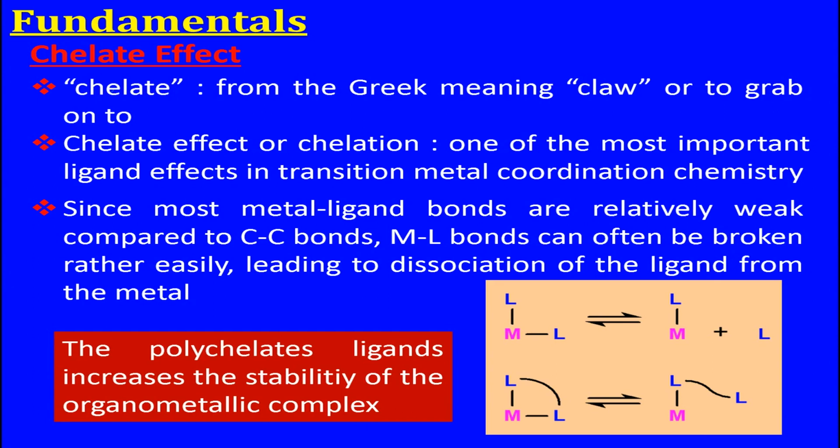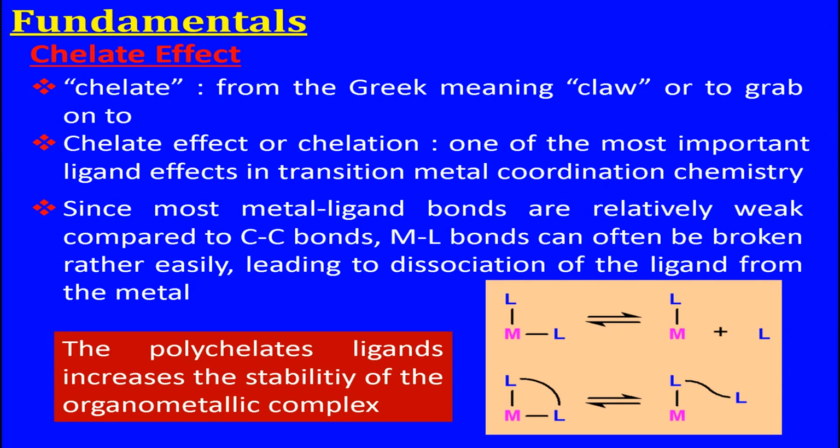When you have a diphosphine ligand bound to a metal M, the metal M can release one atom P, so it becomes monodentate by the second atom of phosphorus, but M never releases the whole diphosphine ligand. Since most metal-ligand bonds are relatively weak compared to the CC bond, the ML bond can be broken easily, leading to the dissociation of the ligand from the metal.